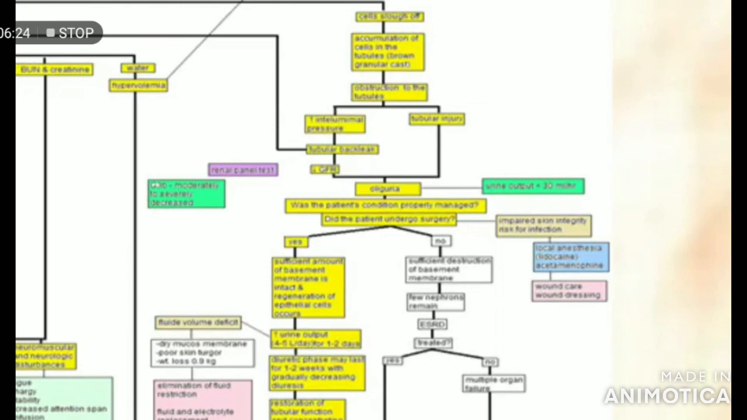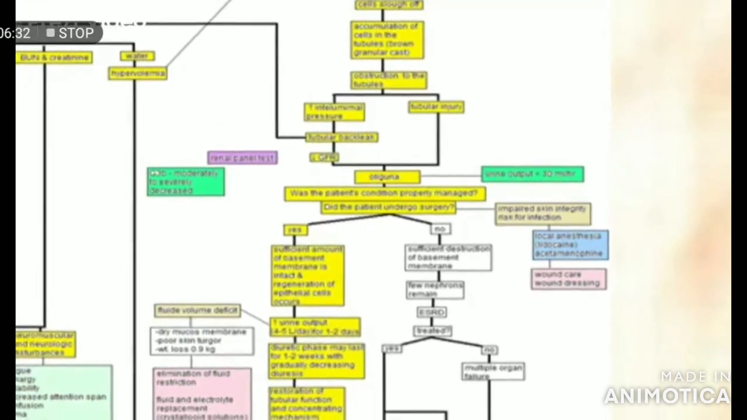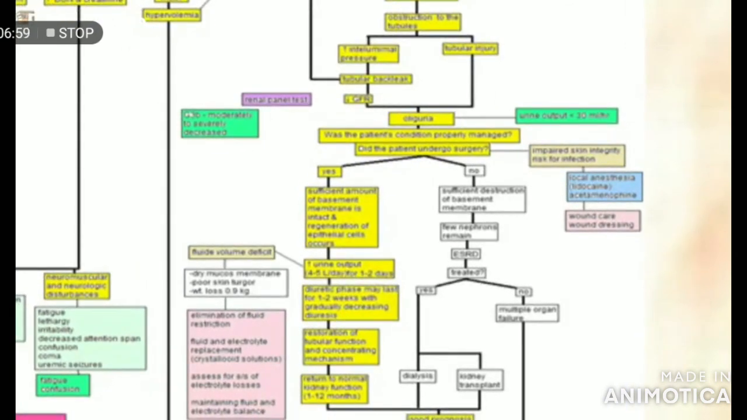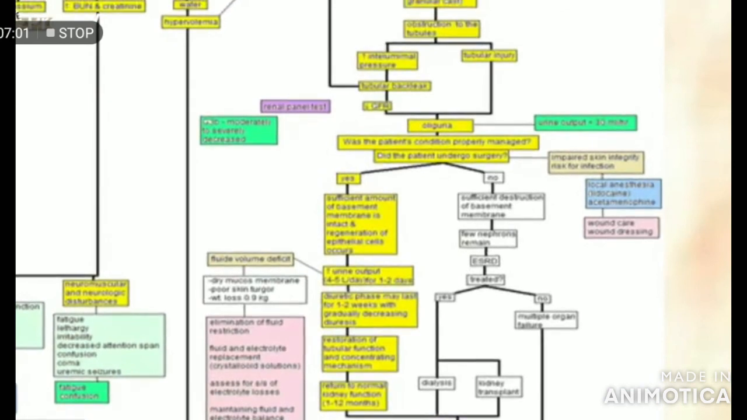So at this point, was the patient's condition properly managed, or did the patient undergo surgery? And the nursing management, if the patient went through surgery, was impaired skin integrity and risk for infection. Medical management given to this patient would be local anesthesia and acetaminophen for pain. So to answer that, is it a yes or a no?